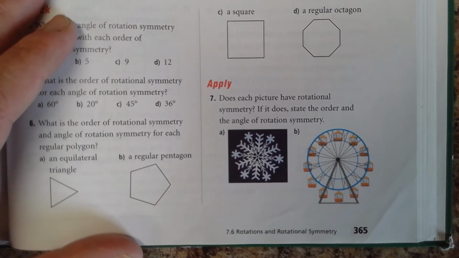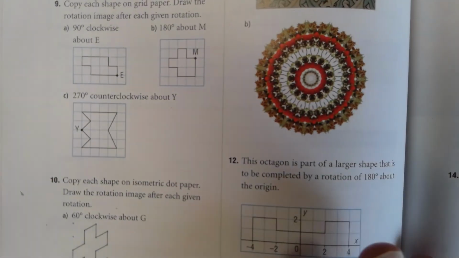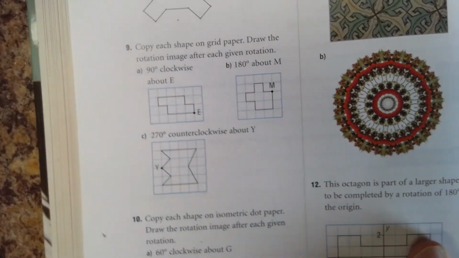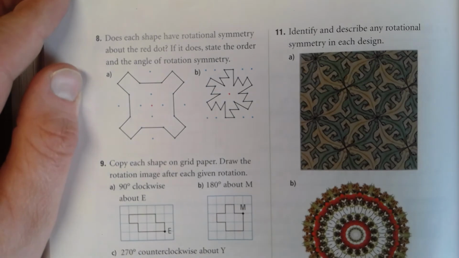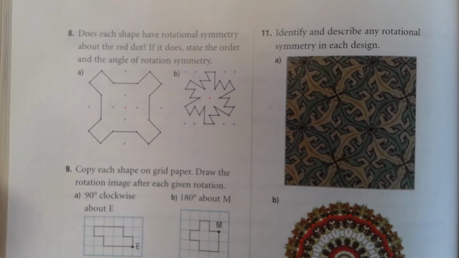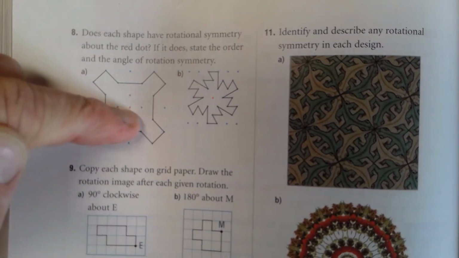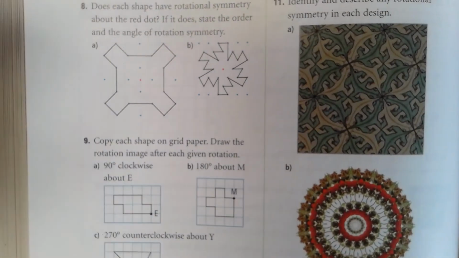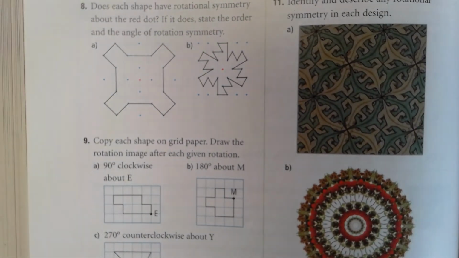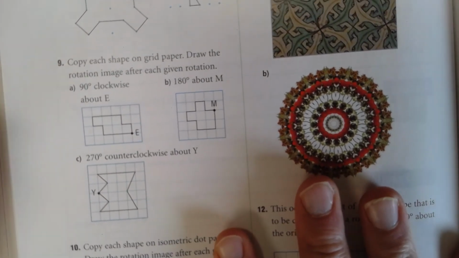All right, page 366, 8 and 9. Does each shape have rotational symmetry about the red dot? If it does, state the order and the angle of rotation. Again, first of all, does it have rotational symmetry? If it does, how often? And then the number of times it coincides, divide that into 360. Okay, that's 8.